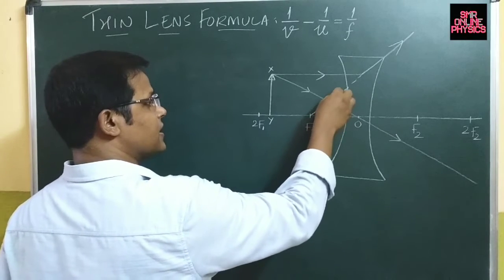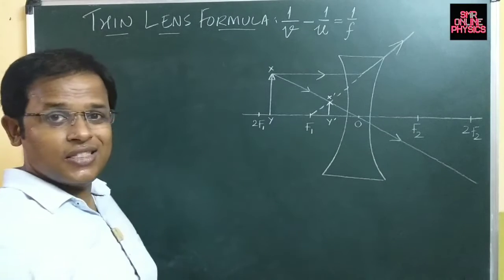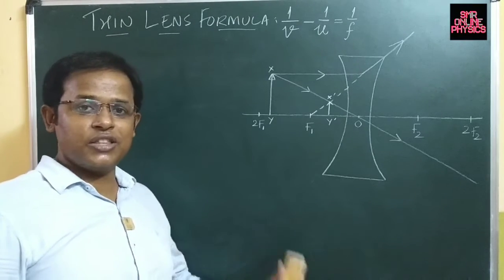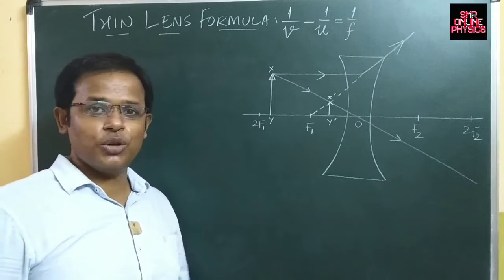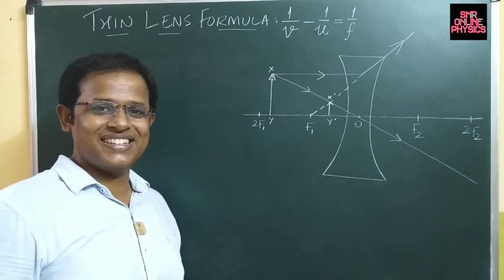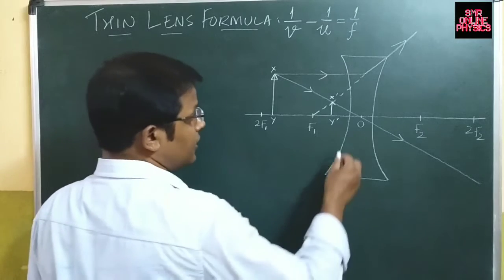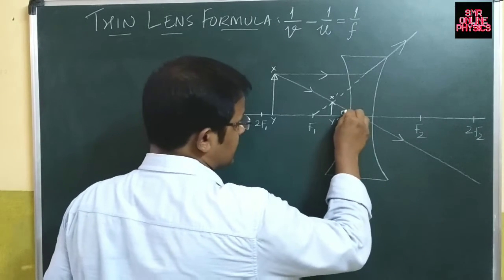This tip represents X dash and Y dash, representing the size of the image. Using this simple ray diagram of the concave lens, let me show you how to get to the thin lens formula. Observe this diagram carefully: the angle made by this ray of light, let us call this theta.